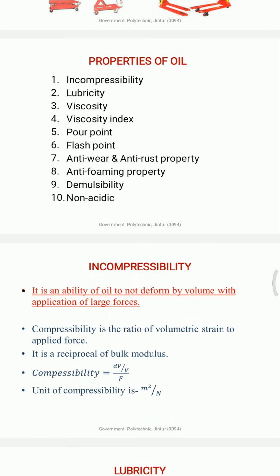Now we will again begin from the properties of oil. Now these are the 10 properties of the oil: incompressibility, lubricity, viscosity index, pour point, flash point, anti-wear and anti-rust property, anti-foaming property, demulsibility, and non-acidity, and these are the properties of oil.